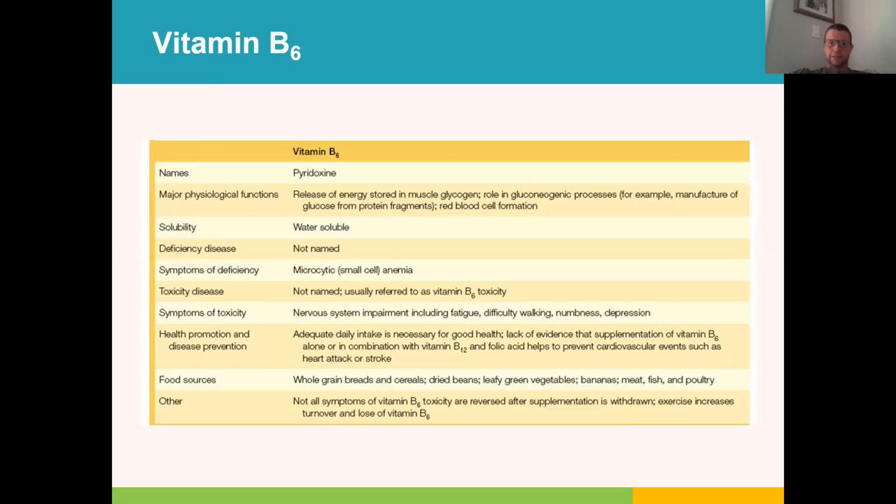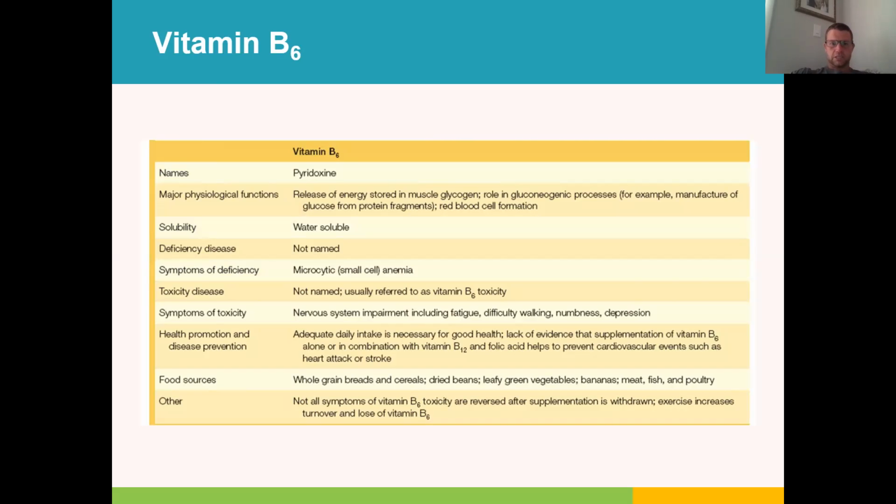B6, or pyridoxine. Major function: release of energy stored in muscle glycogen, role in gluconeogenesis, which is making glucose, and red blood cell formation. Water soluble. Deficiency is not named. Symptoms of the deficiency would be small cell anemia, or microcytic. Toxicity, not named, usually referred to as vitamin B6 toxicity. Symptoms would be nervous system impairment, including fatigue, difficulty walking, numbness, depression.